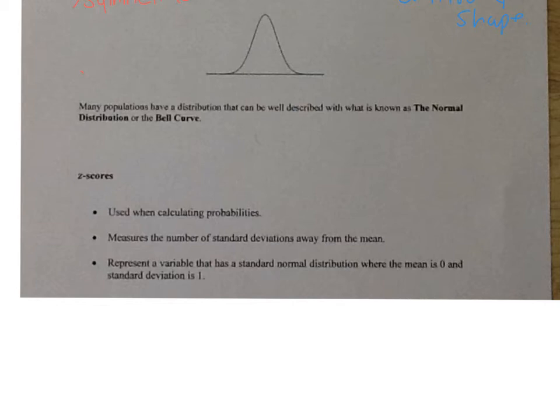Okay, all right, so let's talk about a z-score. It is used when calculating probabilities, and it measures the number of standard deviations away from the mean. It represents a variable that has a standard normal distribution, so we're talking about this curve here, where the mean is at 0, which means it's right in the middle, and the standard deviation is 1, so going to the right 1 and to the left 1 standard deviation. Okay, so let's look at the other side. A positive z-score corresponds to a value that is above the mean, and a negative z-score corresponds to what is below the mean.